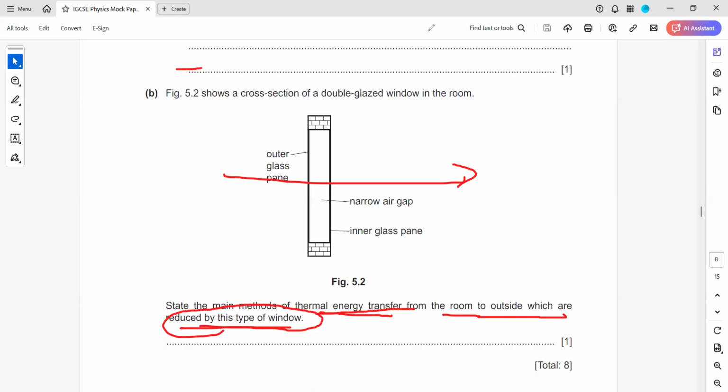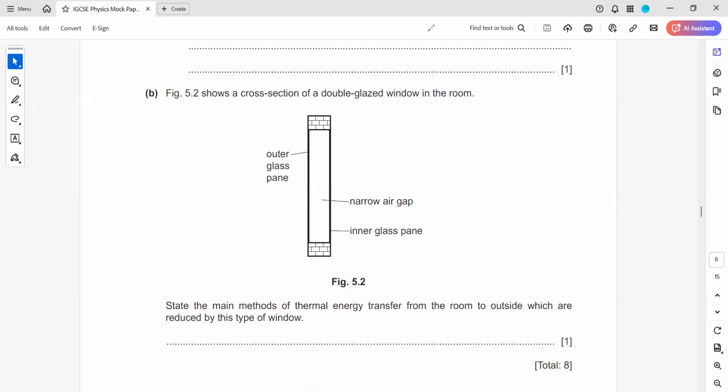How will a window stop the radiation? Radiation can pass through the glass. Which type of heat radiation cannot pass? Longer wavelength, like radio waves. The amount of radiation which passes through a wall, the intensity decreases. But yes, it can pass through.